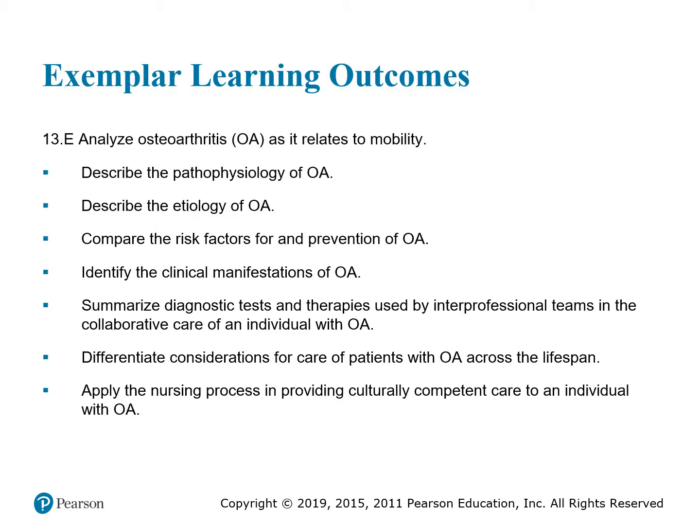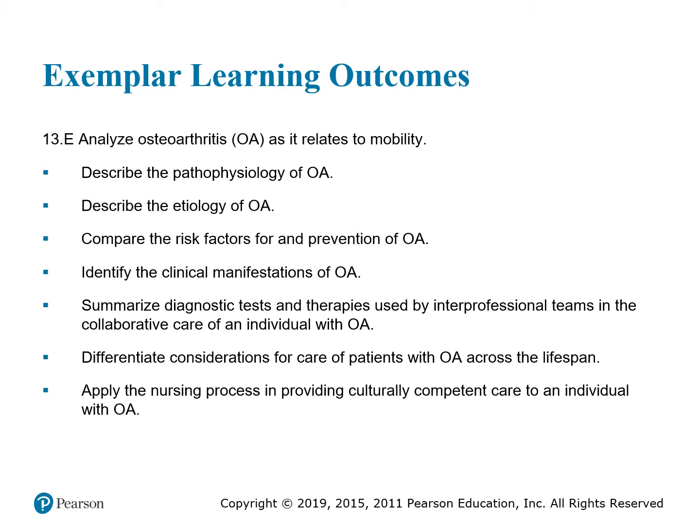So what are our outcomes? We're going to look at the pathophysiology of osteoarthritis and what causes this and what is the pathway of how it occurs. Again, the etiology, what are the causes? Can it be prevented? Looking at the risk factors, identify the clinical manifestations. How does it manifest itself? How do you know this is osteoporosis? We want to look at the diagnostic tests and therapies to help us identify OA, and then how do we collaborate to provide the best possible care for a patient with OA.